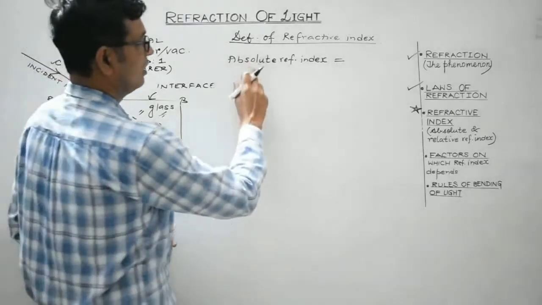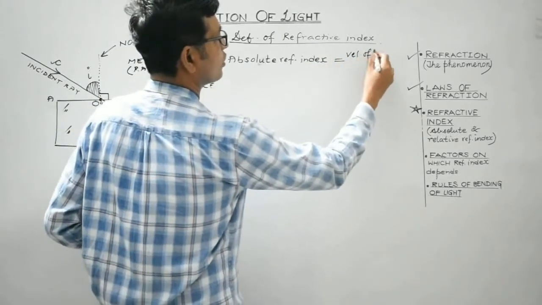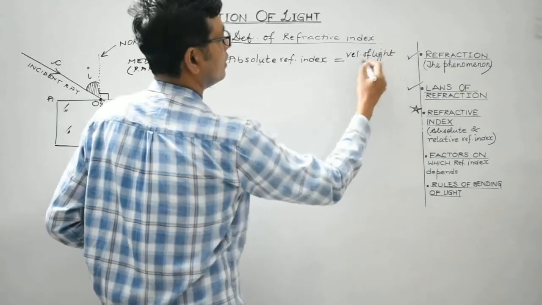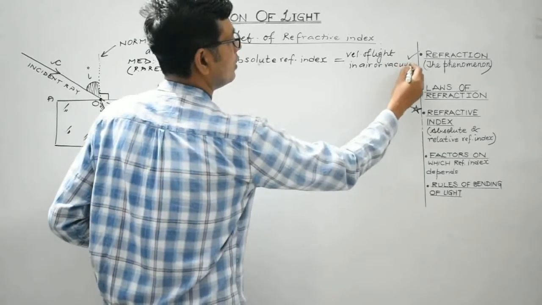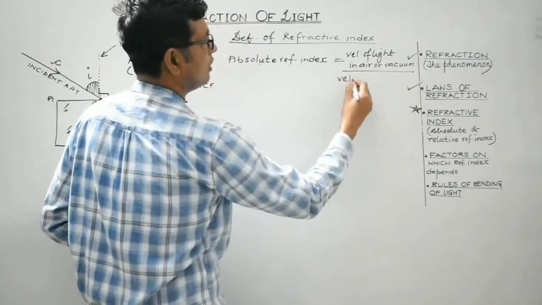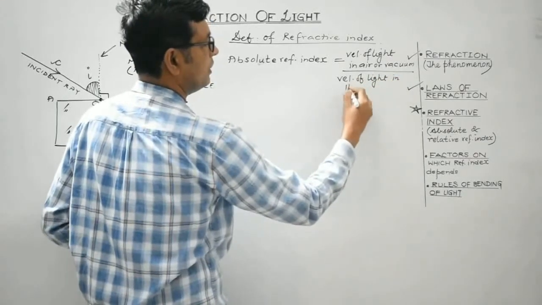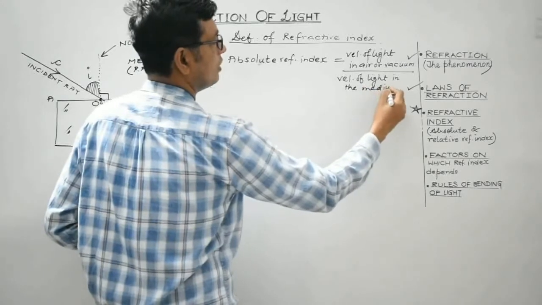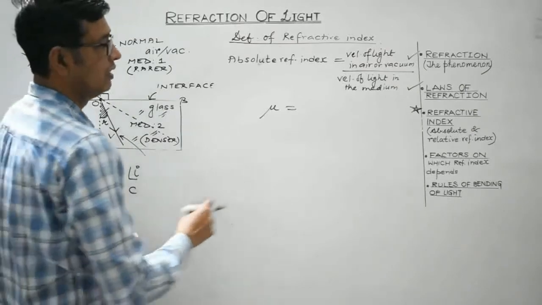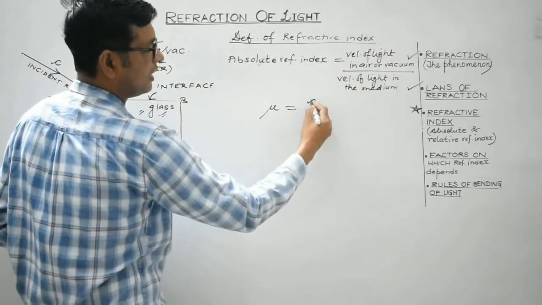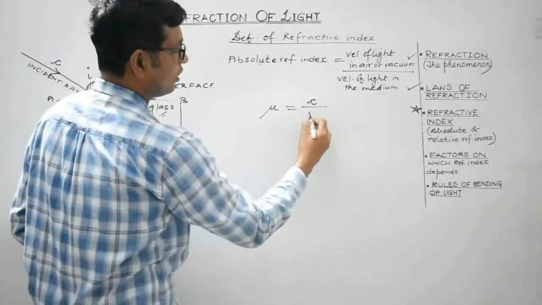And students, it is defined as the velocity of light in air or vacuum divided by the velocity of light in that particular medium. So refractive index, I am talking about the absolute refractive index, is defined as the ratio of velocity of light in air or vacuum, which is represented by small letter c, to the velocity of light in that particular medium.